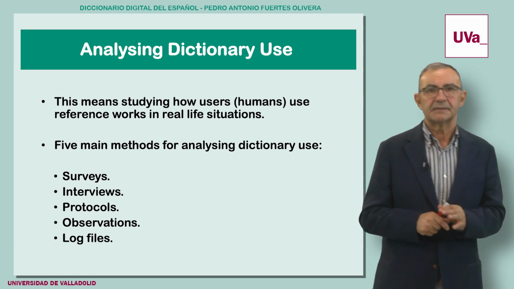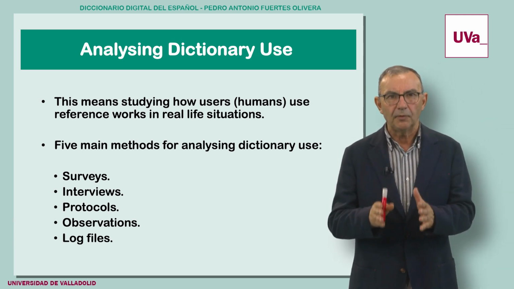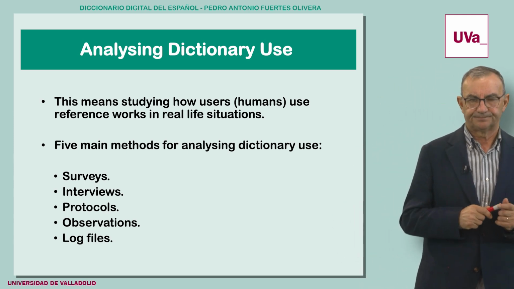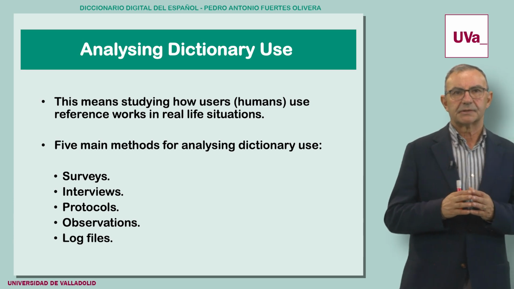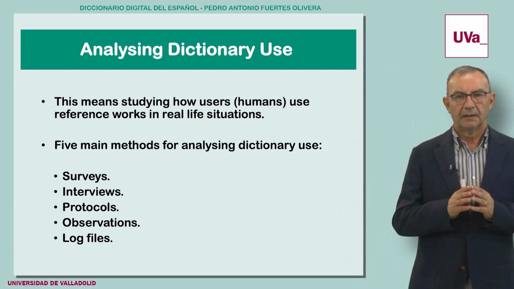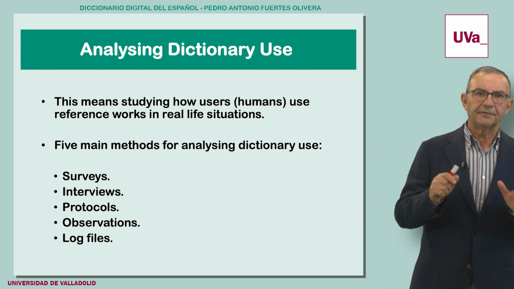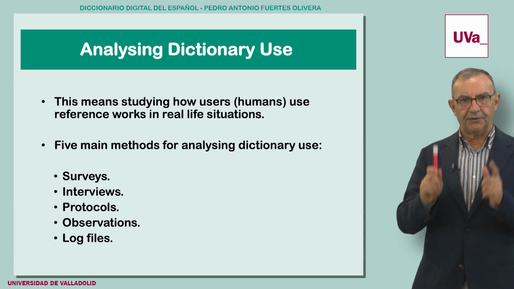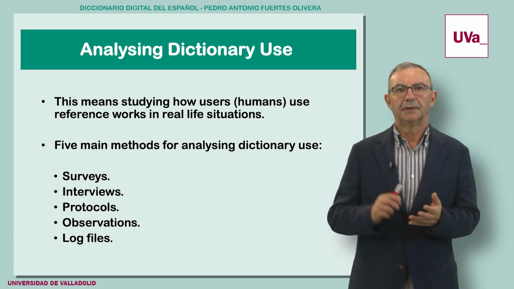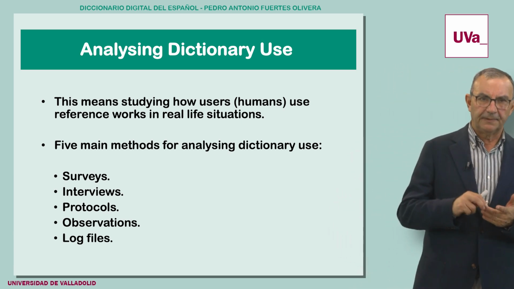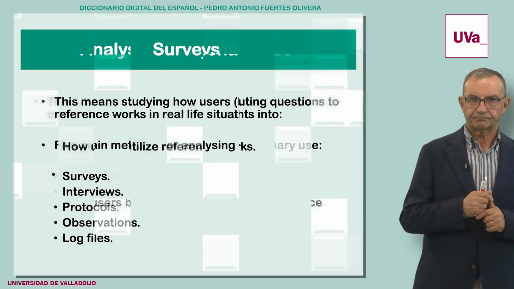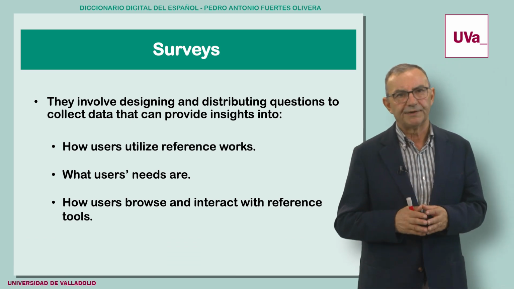And this means studying how people use reference works in real-life situations. It looks at what users do with reference works. There are 5 main methods of analyzing dictionary use. These 5 methods are surveys, interviews, observations, protocols, and log files. Let's start with surveys.